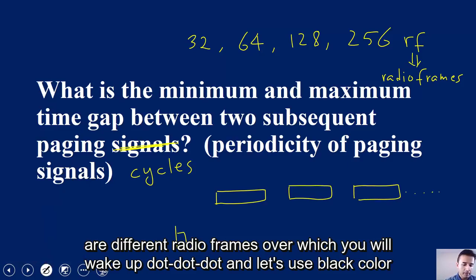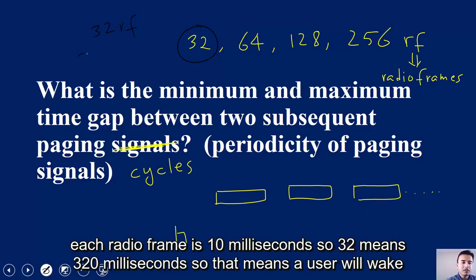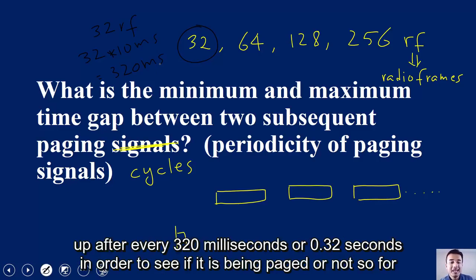and let's use black color here. So what it means is, if the paging cycle is 32, that means 32 radio frames, which simply means each radio frame is 10 milliseconds. So 32 means 320 milliseconds. So that means a user will wake up after every 320 milliseconds or 0.32 seconds in order to see if it is being paged or not.